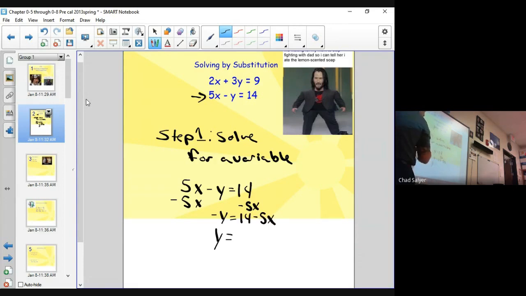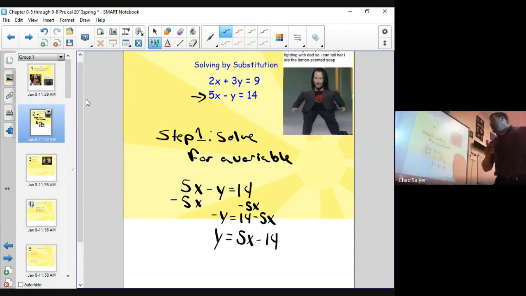And then if I multiply both sides by -1, I'll get y equals 5x minus 14. So when you multiply a binomial by -1, and it's a difference like this, a convenient way to find that is to flip the difference. So the additive inverse of a binomial is the flipping of the difference. Just a quick way to do that. Okay, so that's step 1. We got a variable to solve for.